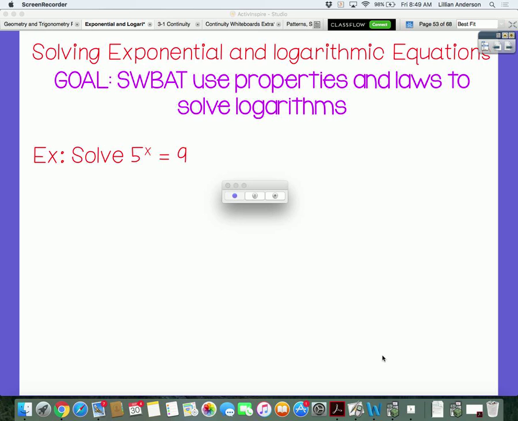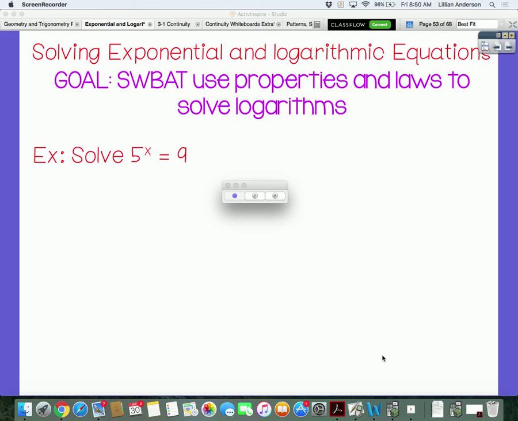Okay? When we deal with exponential equations, these are your ones where you cannot write it so that it has the same base like we did before. Okay, these are the ones where we more than likely might have to use our calculator to actually solve these out.